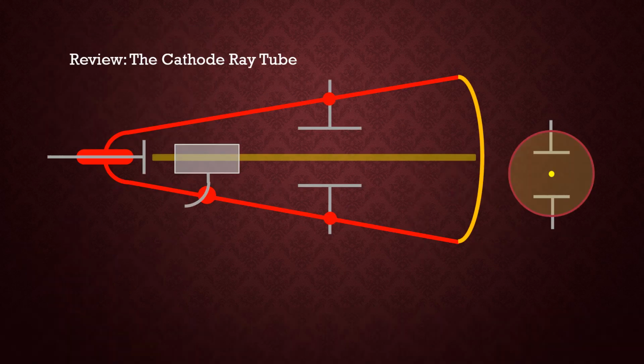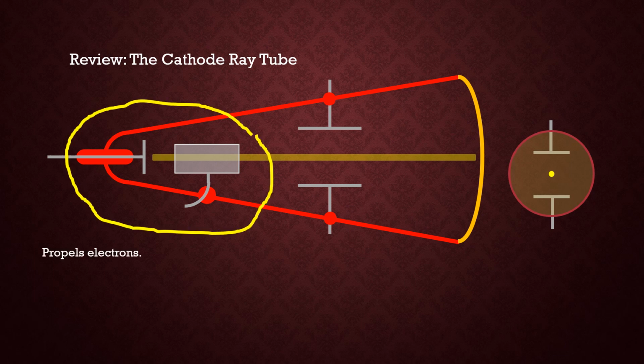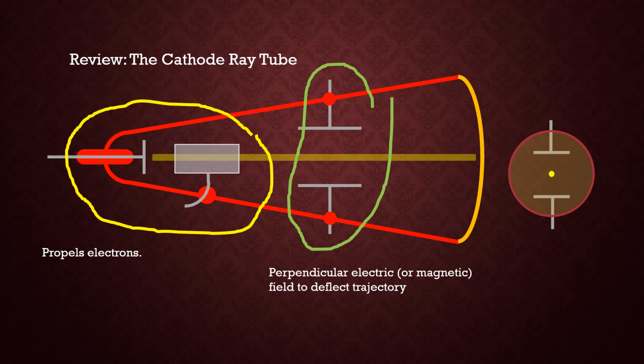And that's what we saw in the case of the cathode ray tube, right? We had an electron gun which propels the electrons in a linear fashion, and then we know that you can focus that beam. And then secondly, we had a set of electric plates that would apply an electric field perpendicular to the direction of the trajectory and thereby deflect it according to the mass to charge ratio.